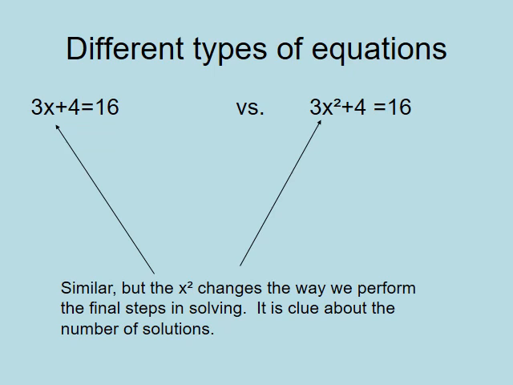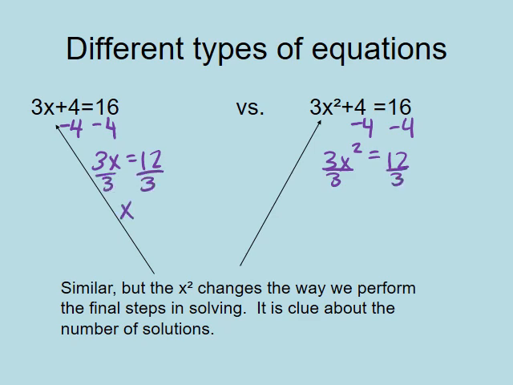Let's compare. To start solving both of these, I subtract 4 from both sides. For the second step, I divide both sides by 3. Now in this first equation, x is now isolated. Therefore, my final answer is x equals 4.